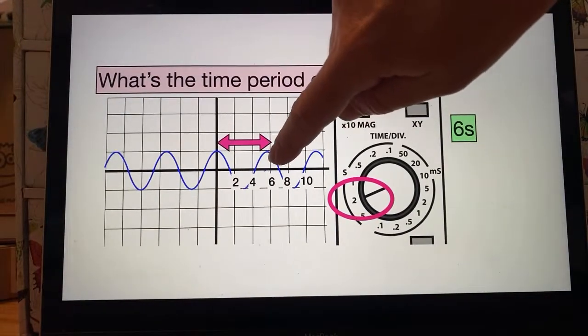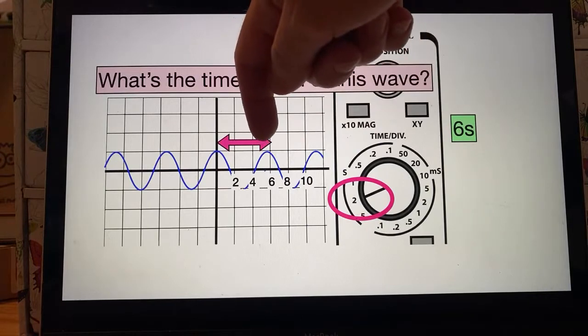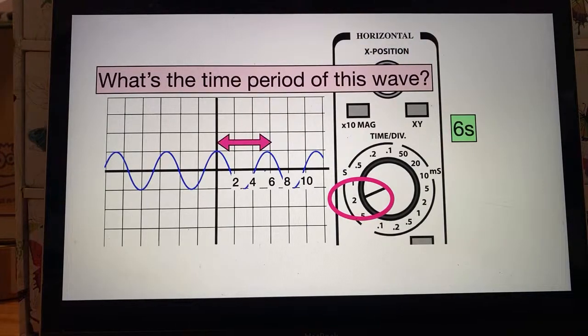If you notice that peak isn't quite crossing that line, is it? And if you said like 5.8, then well done. That would be fine as well.